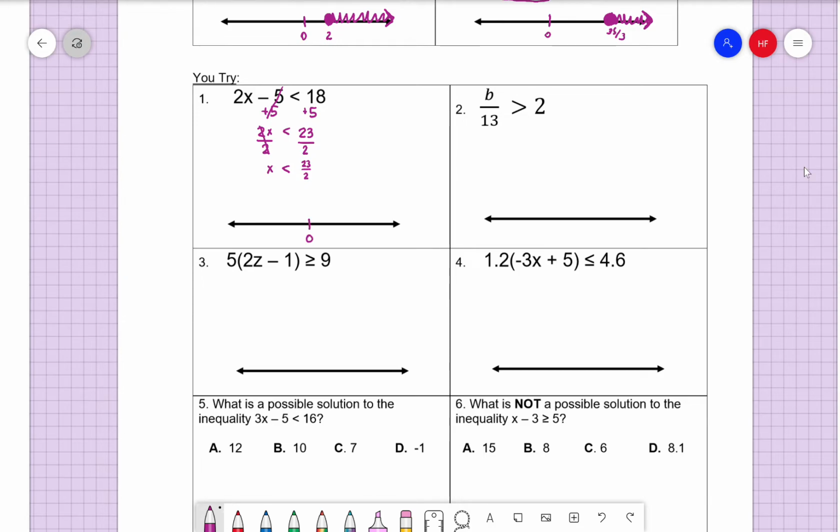So we've got 0. We've got 23 over 2. Draw our circle. There's no line underneath, so it's going to be open. It is less than, so we're shading to the left of that number. So everything to the left of 23 over 2 is shaded in.